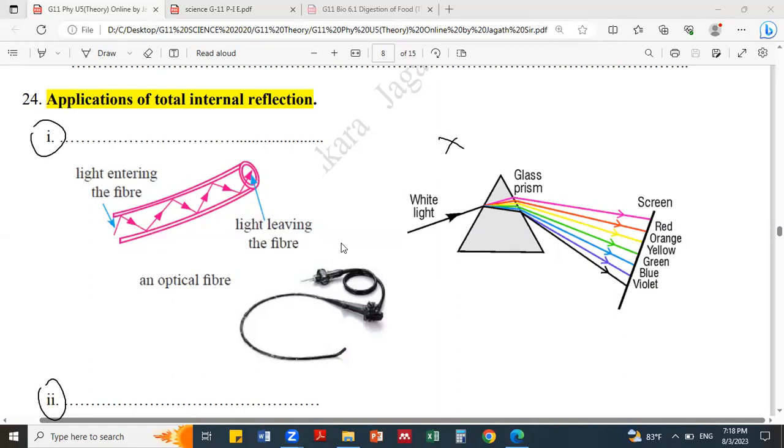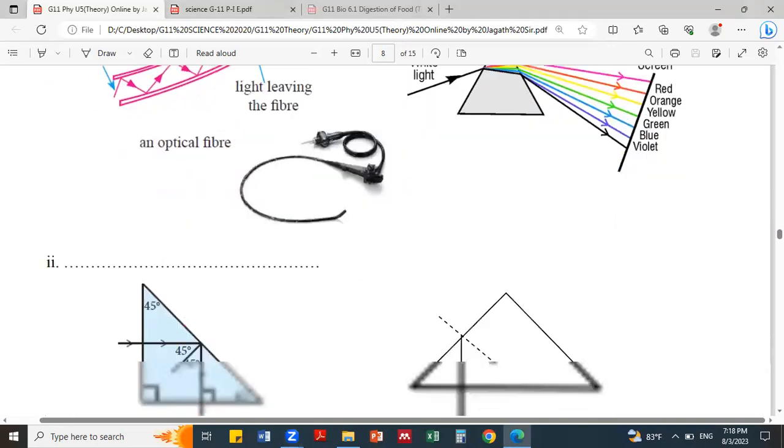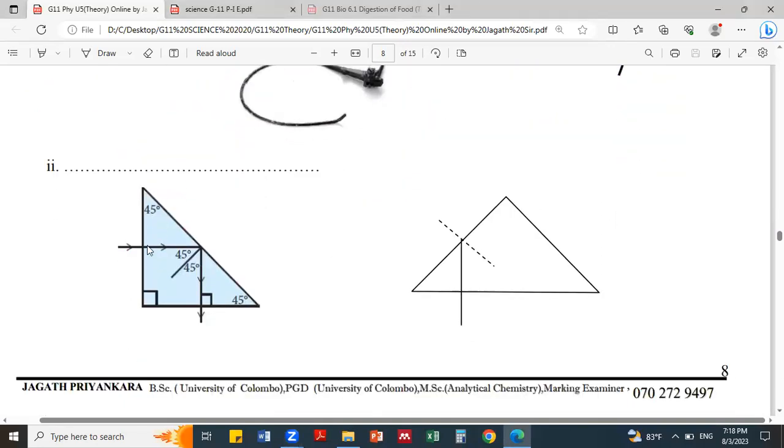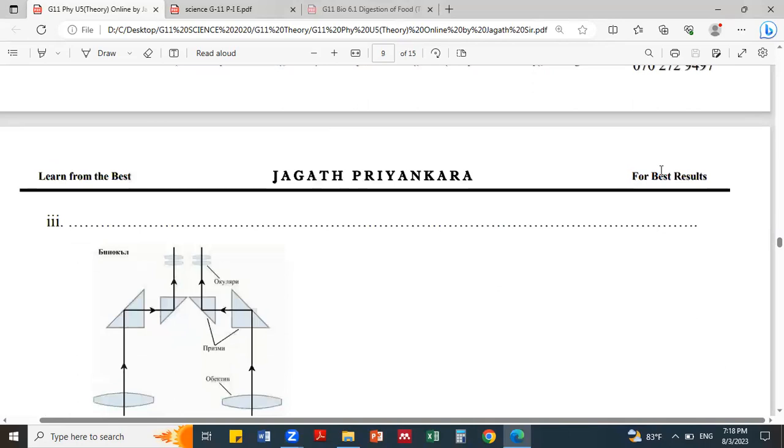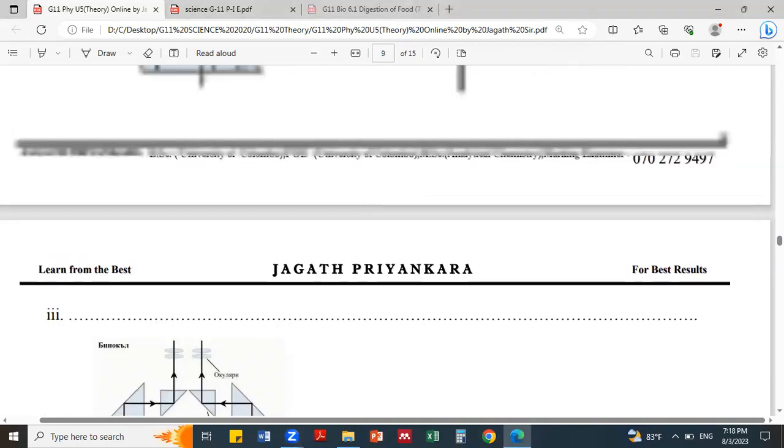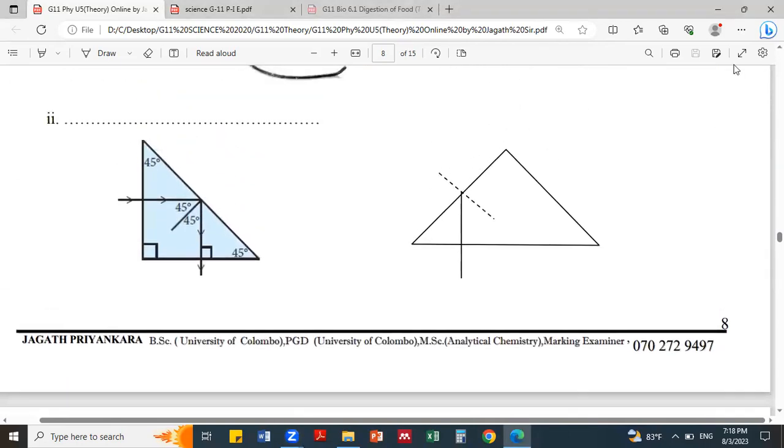So for number 2, you can write: light is turned by total internal reflection by glass prisms. This is using binoculars actually, prism binoculars.